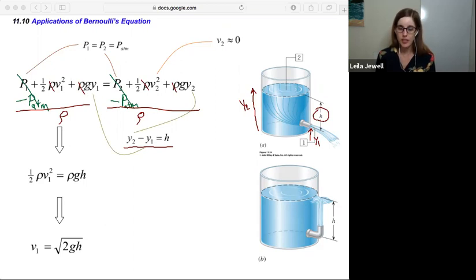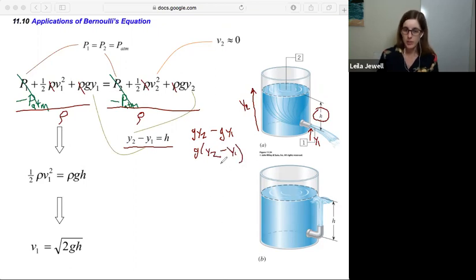So if we subtract y1 to the other side, we'd have g y2 minus g y1. So we can pull the g's out. We just have g times y2 minus y1. And we can call that then h, so gh.